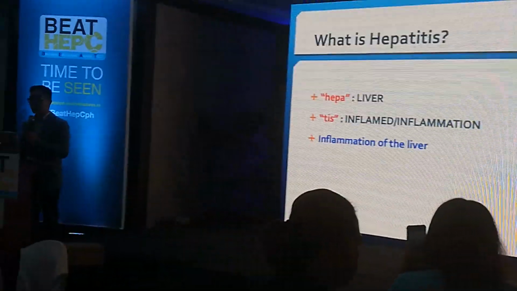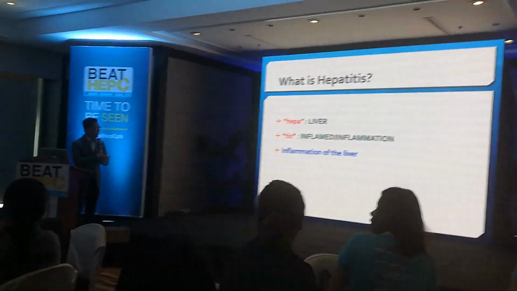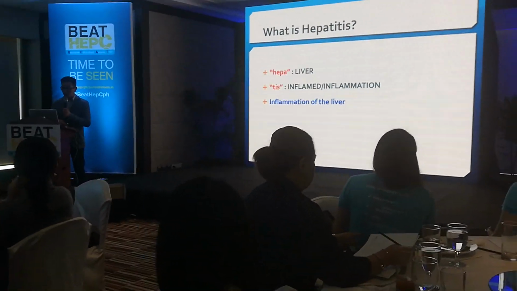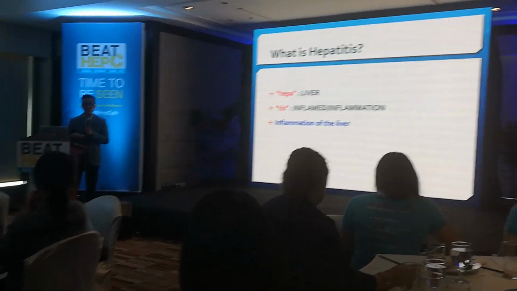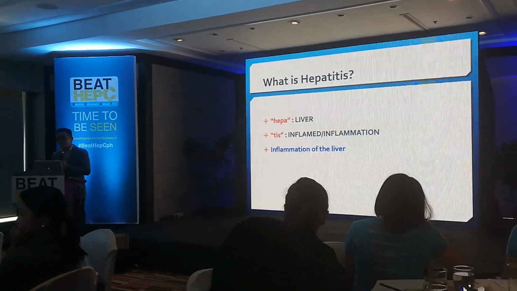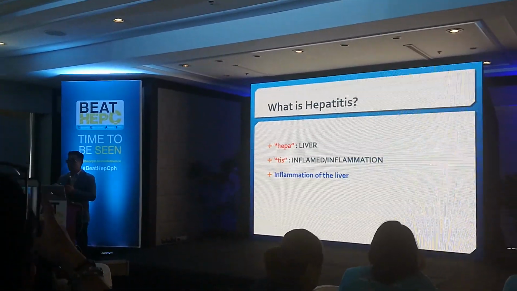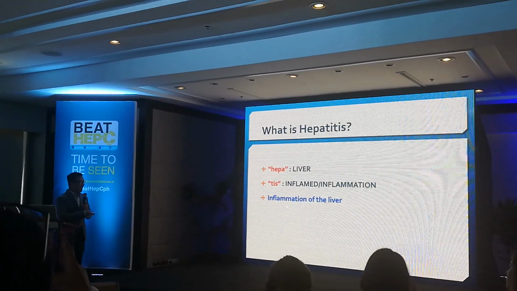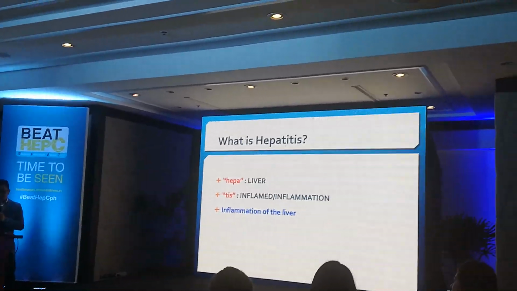So before I move on discussing what hepatitis C is, we probably need to give some definition. Because this is where we start having a problem when we define what hepatitis is. Hepatitis just means, hepa pertains to the liver, and itis means that something is inflamed or there's inflammation. So hepatitis just means inflammation of the liver, like appendicitis, which is inflammation of the appendix.